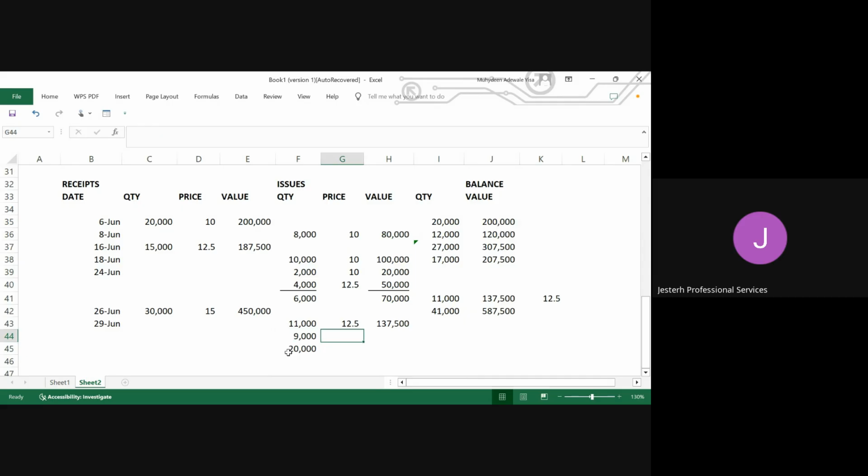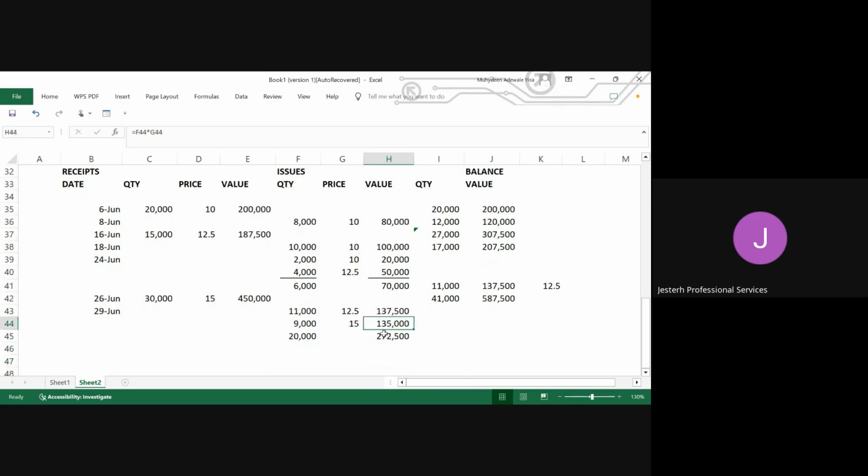What are you going to do? Issue out the 9,000 at the rate of 15 naira. Then you get your total value, 9,000 units multiplied by 15 naira, which is 135,000. So the value of the 20,000 that we are issuing out on the 29th is 272,500 naira. Now, how much are we going to have remaining in our balance?